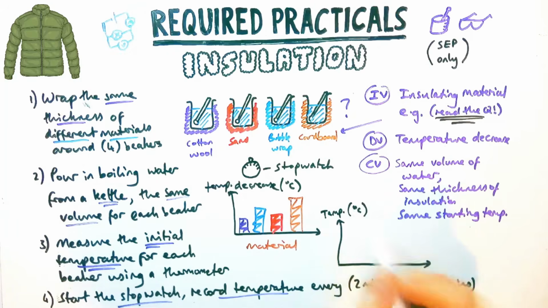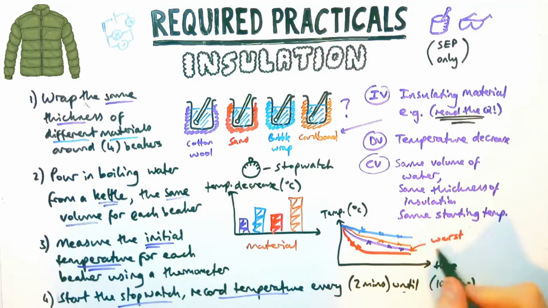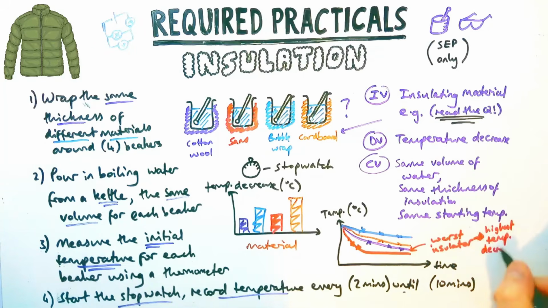Another graph they could give you, which is a little bit trickier, is a line graph, and each material would be a separate line. So it'd be a bit meaner to give you 4 of these, but they could do. So let's say one has a very low temperature decrease over time, one has a bit higher, one has somewhere in the middle, and one has quite a high temperature decrease over time. And actually, one of them, you can see here, the red one would be the worst insulator because it has the highest temperature decrease over the period you're measuring for.